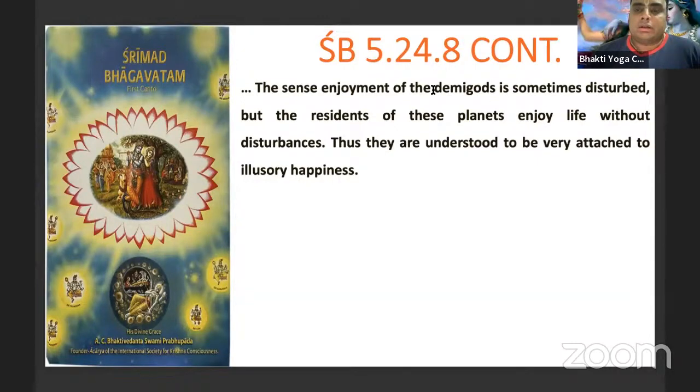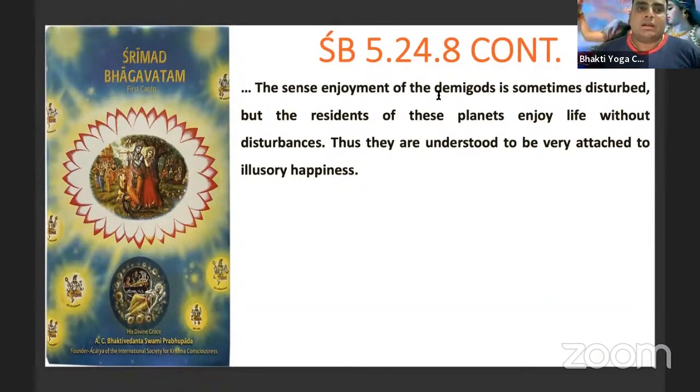So here there is a comparison between the demigods in the Divya Swarga and the residents of Bila Swarga. Even the demigods in Swargaloka, like Indra, get disturbed by demons. There are even pastimes when Indra was defeated and demons took over the heavenly planets.